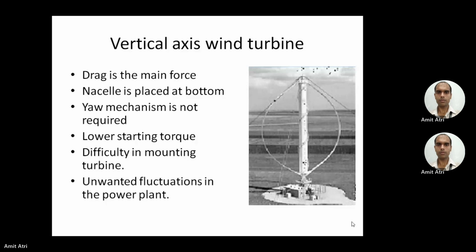The yaw mechanism is not required. We don't need to twist or rotate it as per the wind direction. Then next is lower starting torque. Then difficulty in mounting the turbine and unwanted fluctuations in the power plant. So those are some of the features of this vertical axis wind turbine.